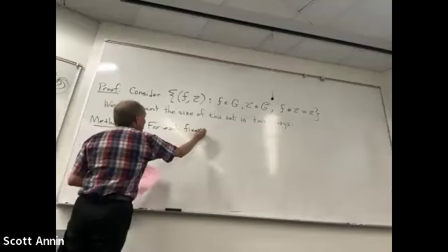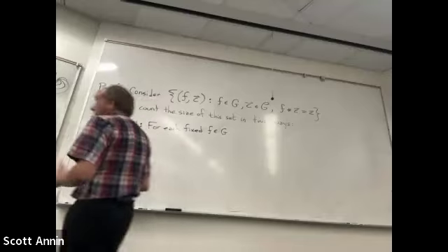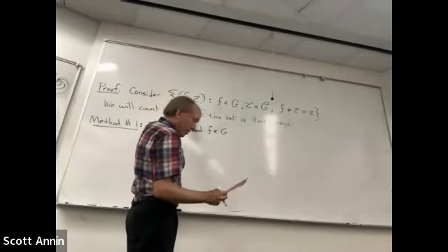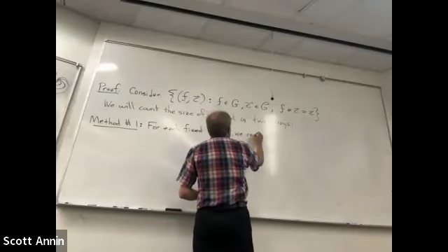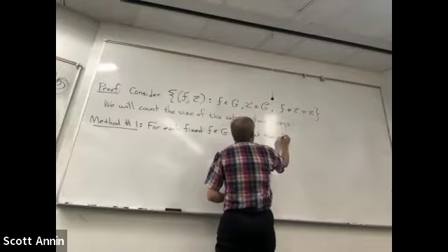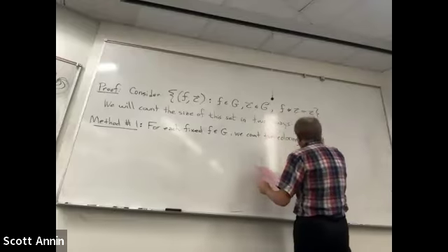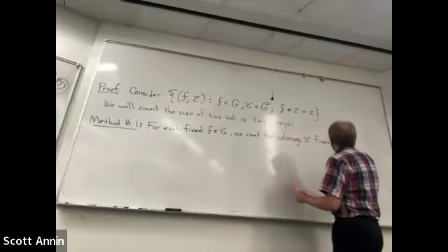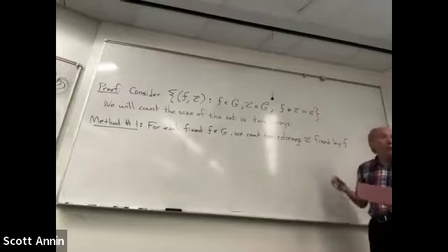So method number one, the first way I want us to do this is for each fixed F in the group G. So we're picking some F here. What we're going to do is we count the colorings C fixed by F. We're just going to count those.